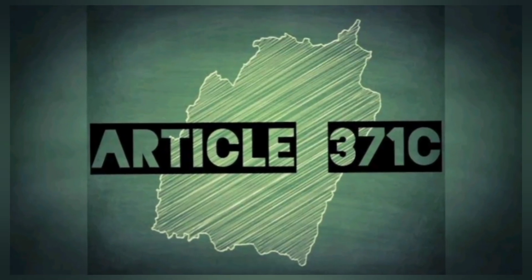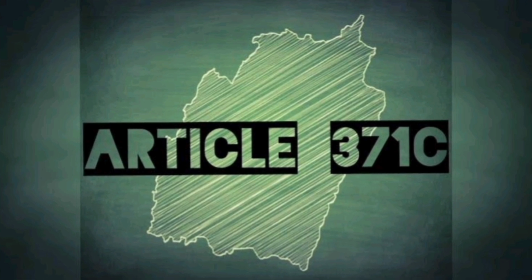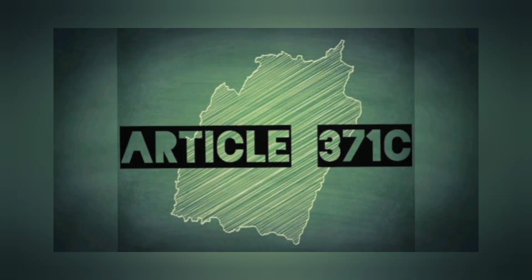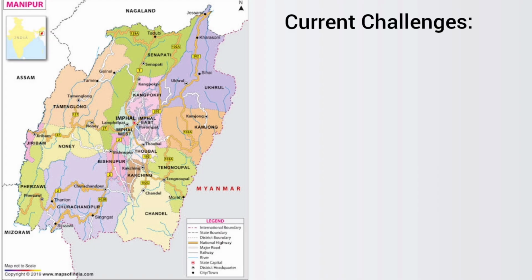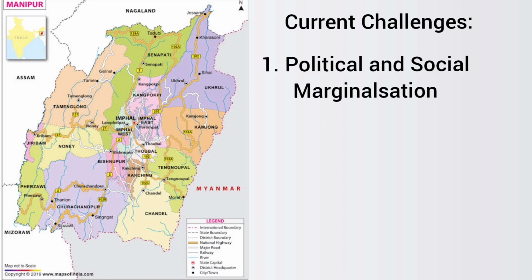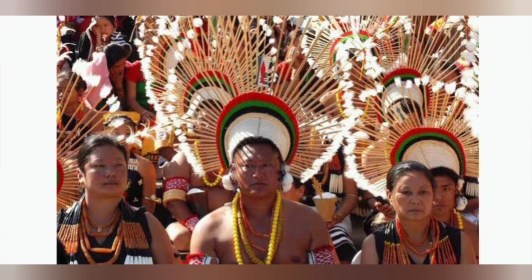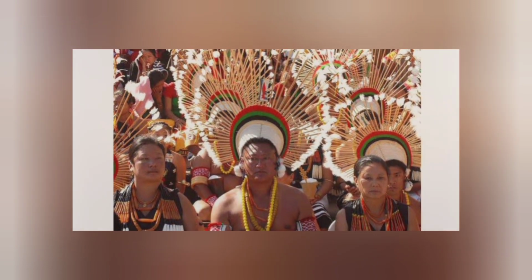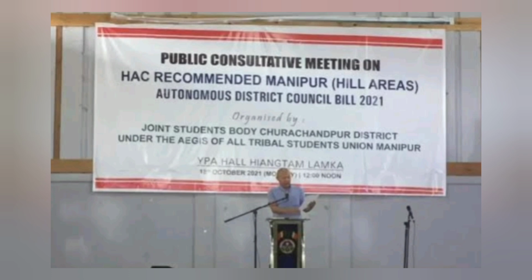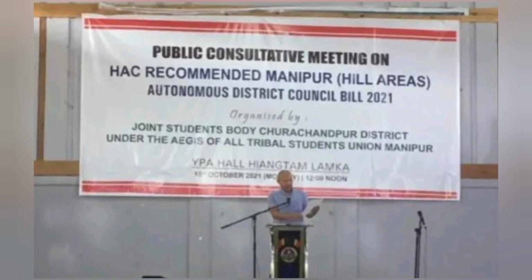Despite the protections provided by Article 371C, many challenges persist for the hill area communities. One of the key issues is political and social marginalization. The hill areas often feel left out of the state's political scene, which is largely dominated by the Meitei communities in the Imphal Valley.